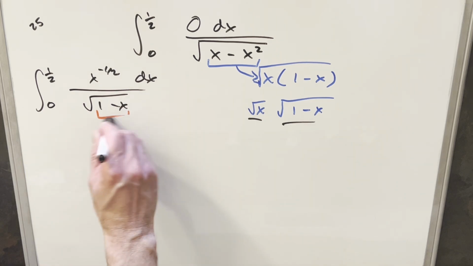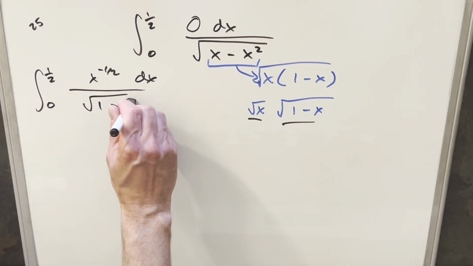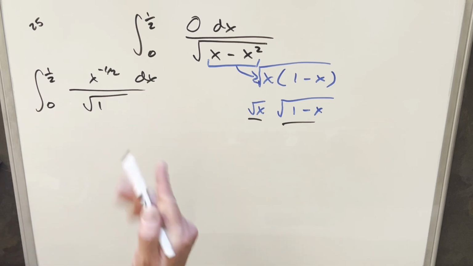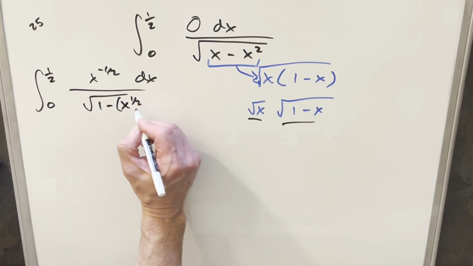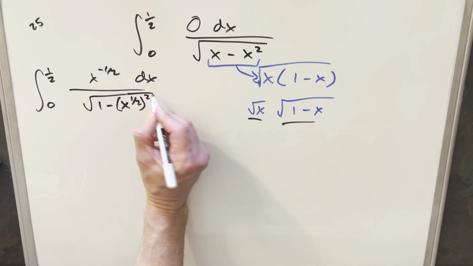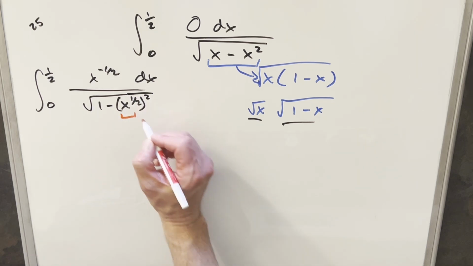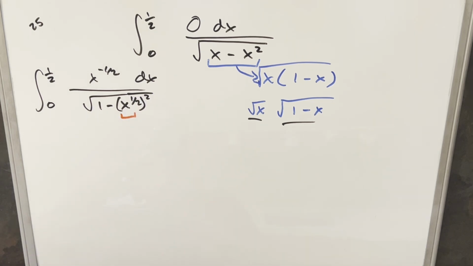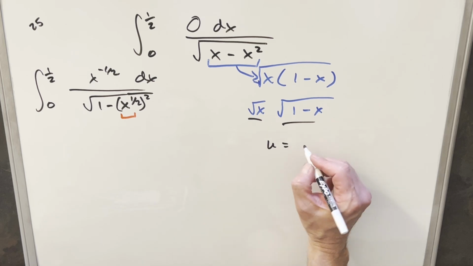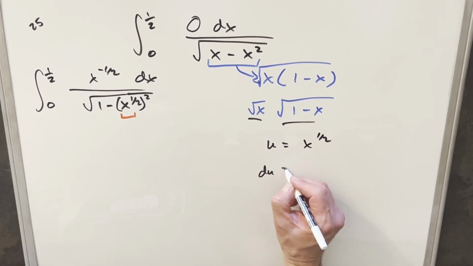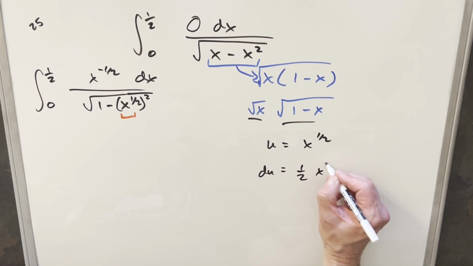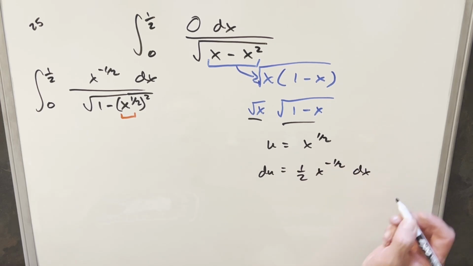So let's get rid of this. And then for the minus x, I'm just going to rewrite this as minus x to the 1/2 squared. Now when I do a u substitution, I'll make it for this piece right here. We'll call our u equal to x to the 1/2. I'll differentiate using the power rule, so du is going to be 1/2 x to the minus 1/2 dx.